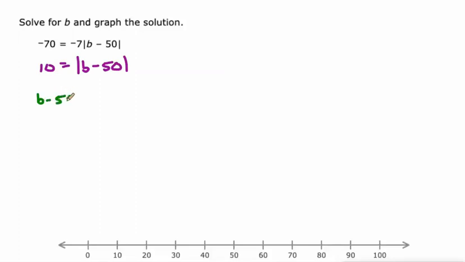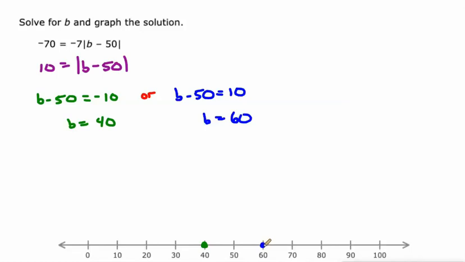We know that b minus 50 could be -10 because the absolute value of -10 is 10, or b minus 50 could be +10 because obviously the absolute value of +10 is 10. And then we solve both those equations. Add 50 to both sides. -10 plus 50 is 40. Plot that. Add 50 to both sides. 10 plus 50 is 60. And plot that point on our number line. And that's it. Let's do a few more.